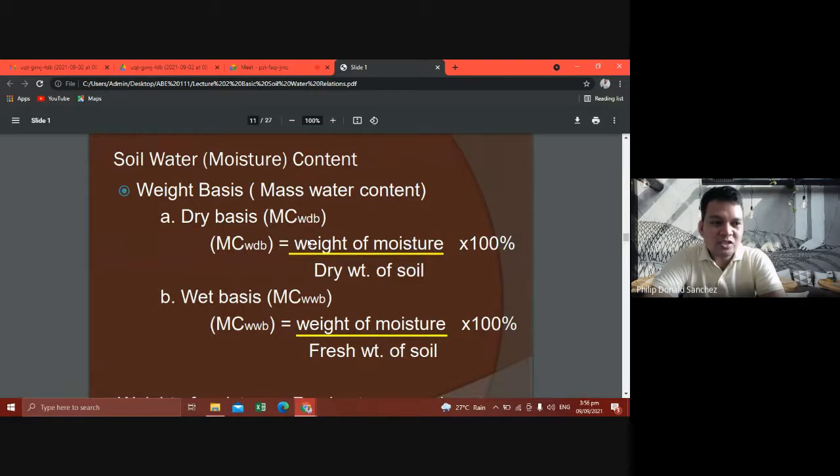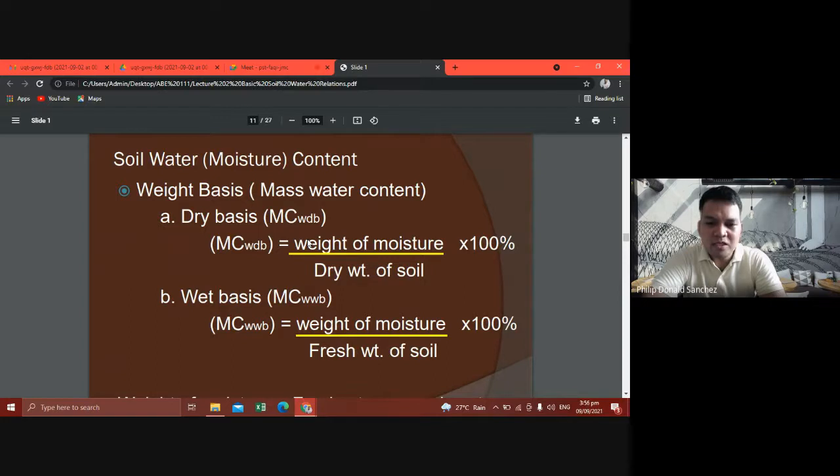So let's go back to soil moisture. As I said earlier, you have 1 kilogram that you dry; that's your initial mass or initial weight. After that, you dry it for 24 hours at 105 degrees Celsius in the lab oven, because it's the standard following the AOAC, I guess implemented in 2016. So the dry basis is just the weight of moisture divided by the dry weight of soil.